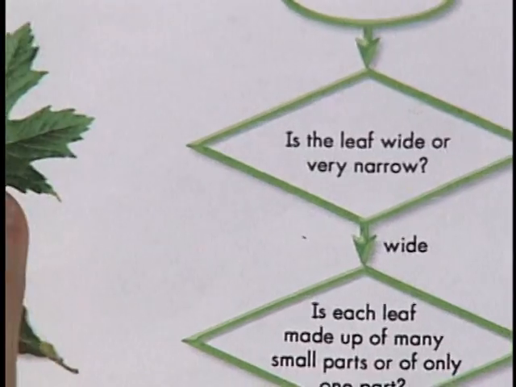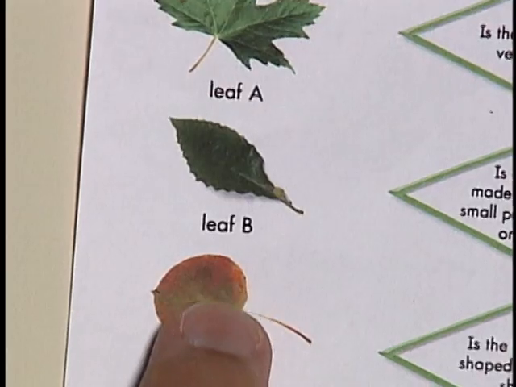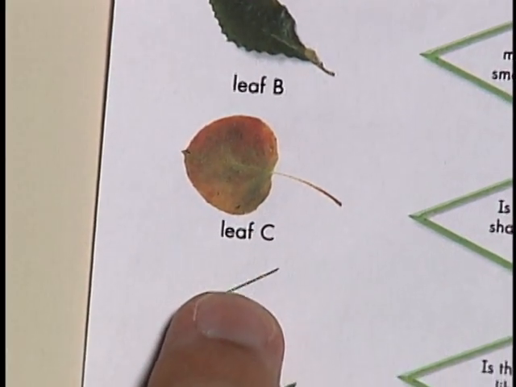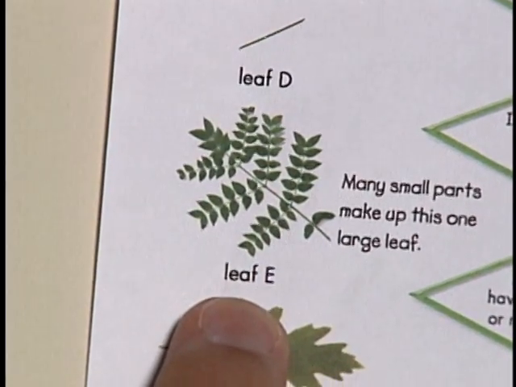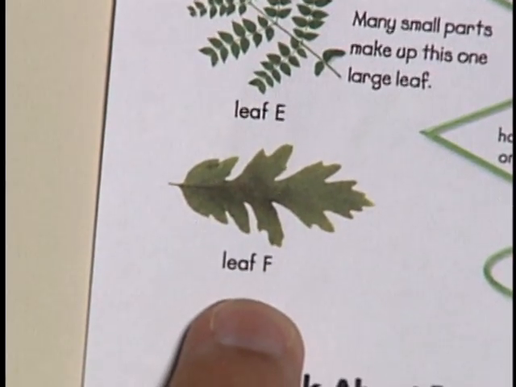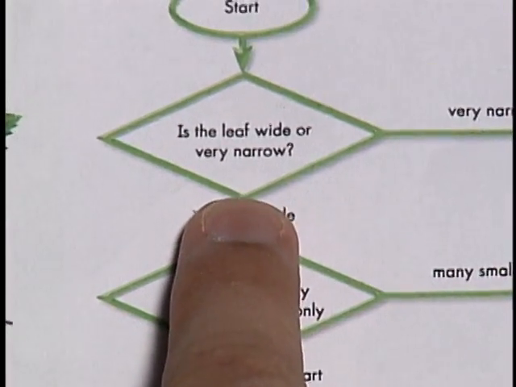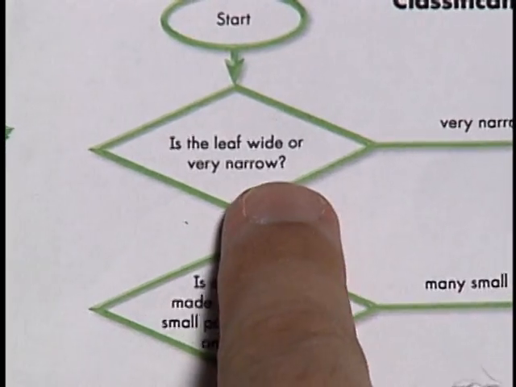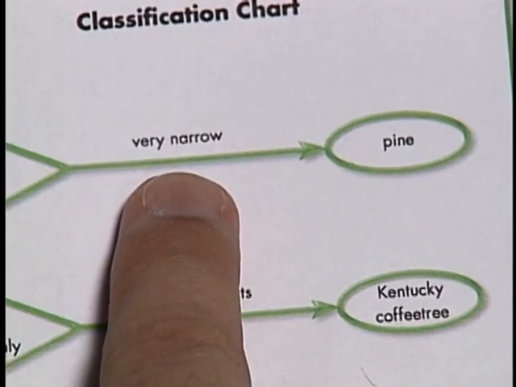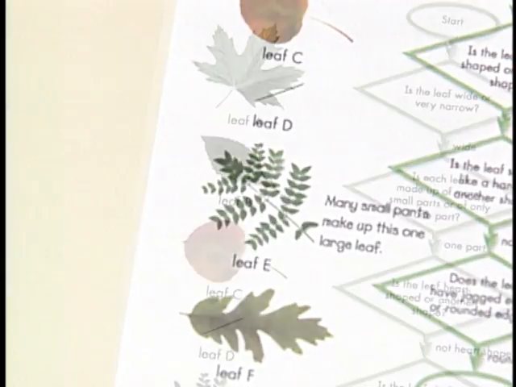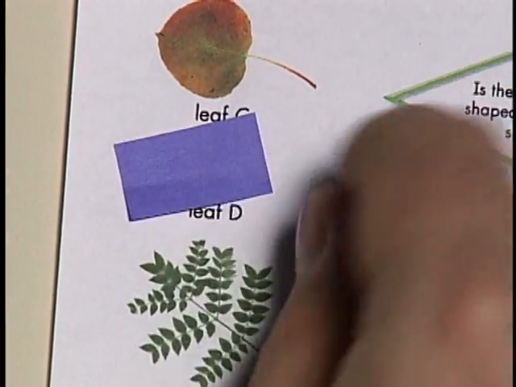Is the leaf wide or very narrow? Only leaf D is very narrow. The classification chart shows that leaf D is from a pine tree. Record its identity in the identification chart. The 5 remaining leaves are classified as wide. We will continue on with these 5.